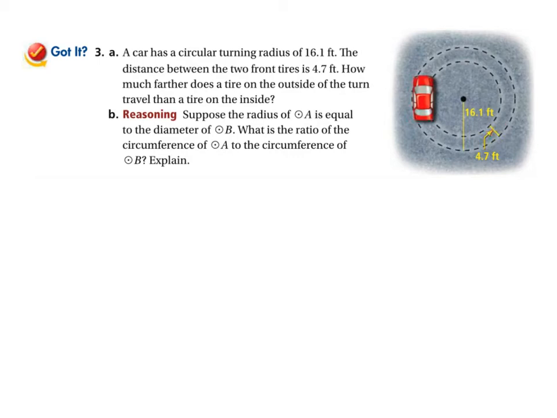And just as a hint, you're going to need to find out what the radius of this inner circle is, okay? And then we'll subtract again. Now, reasoning. Suppose the radius of circle A is equal to the diameter of circle B. And we'll pick some numbers and talk about that in a second, but you need to make sense of it first. I'll let you give it a try.